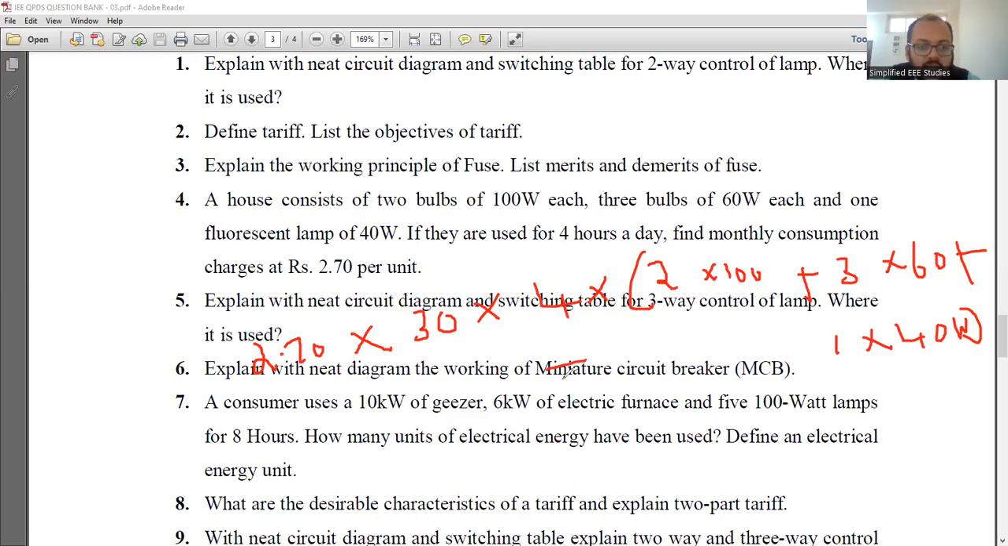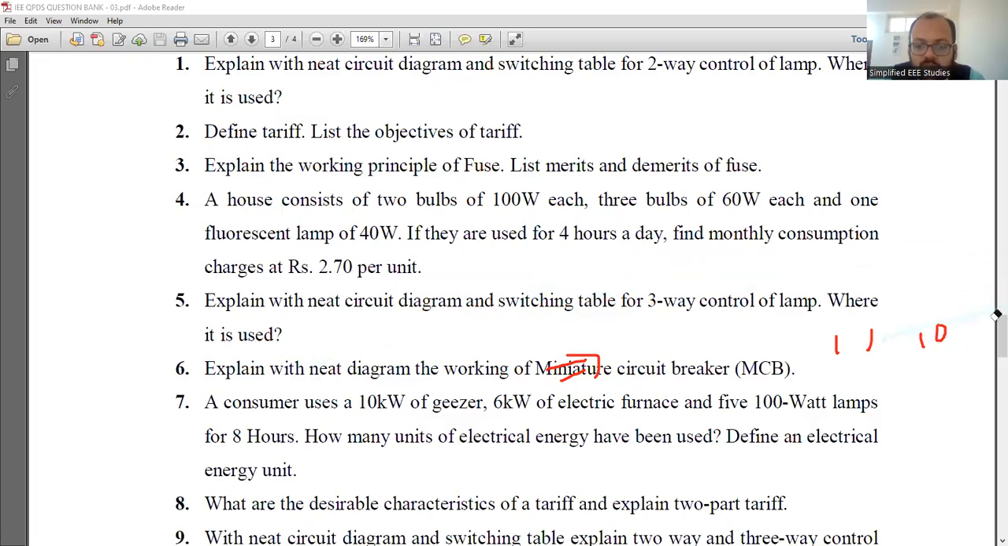2.70. So that you will be getting the total cost. So find the monthly consumption of charge at rupees 2.70. This is the calculation. Okay, please work out. Any confusion you can put up in the comment box. I'm here to help you out. This is power, total energy is equal to power into time. That's the concept.